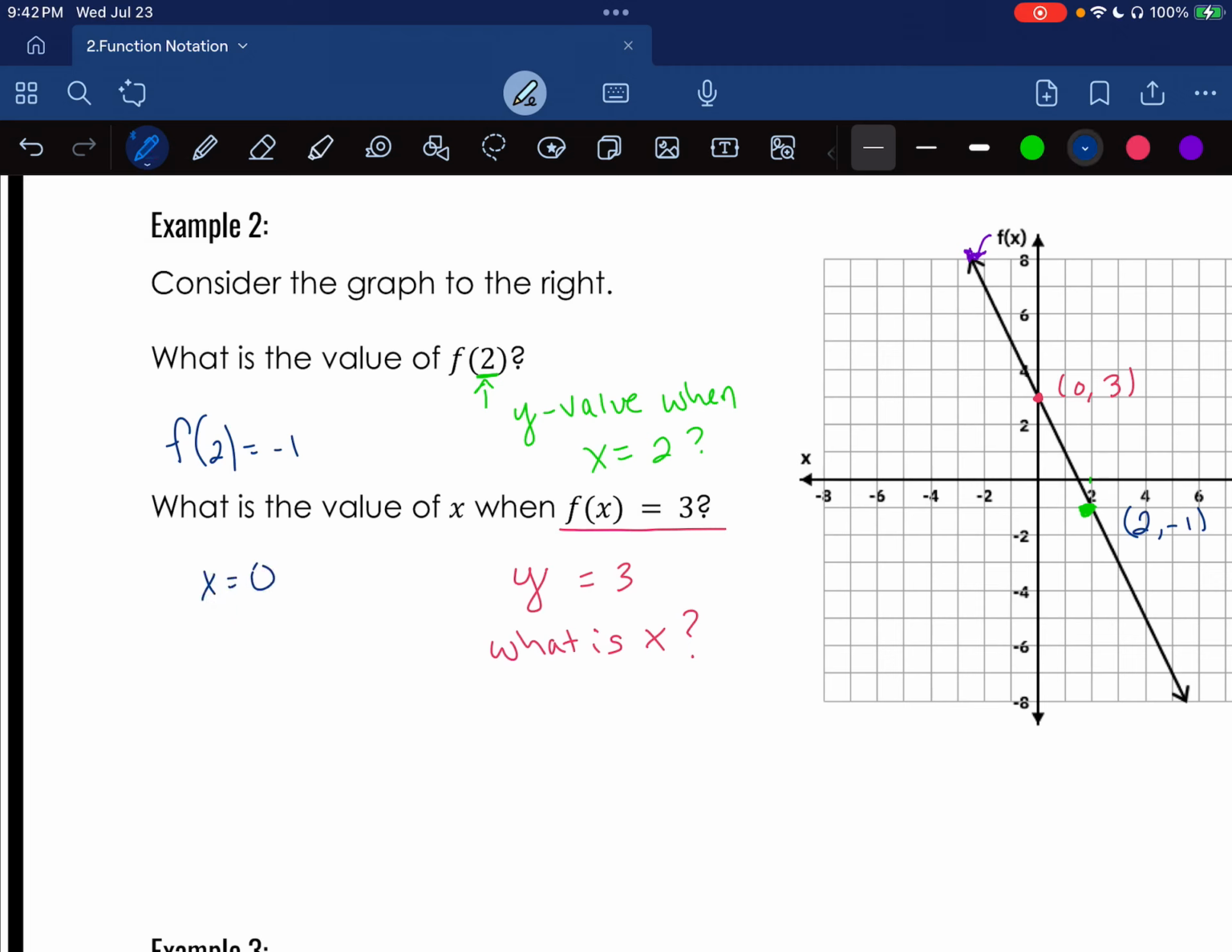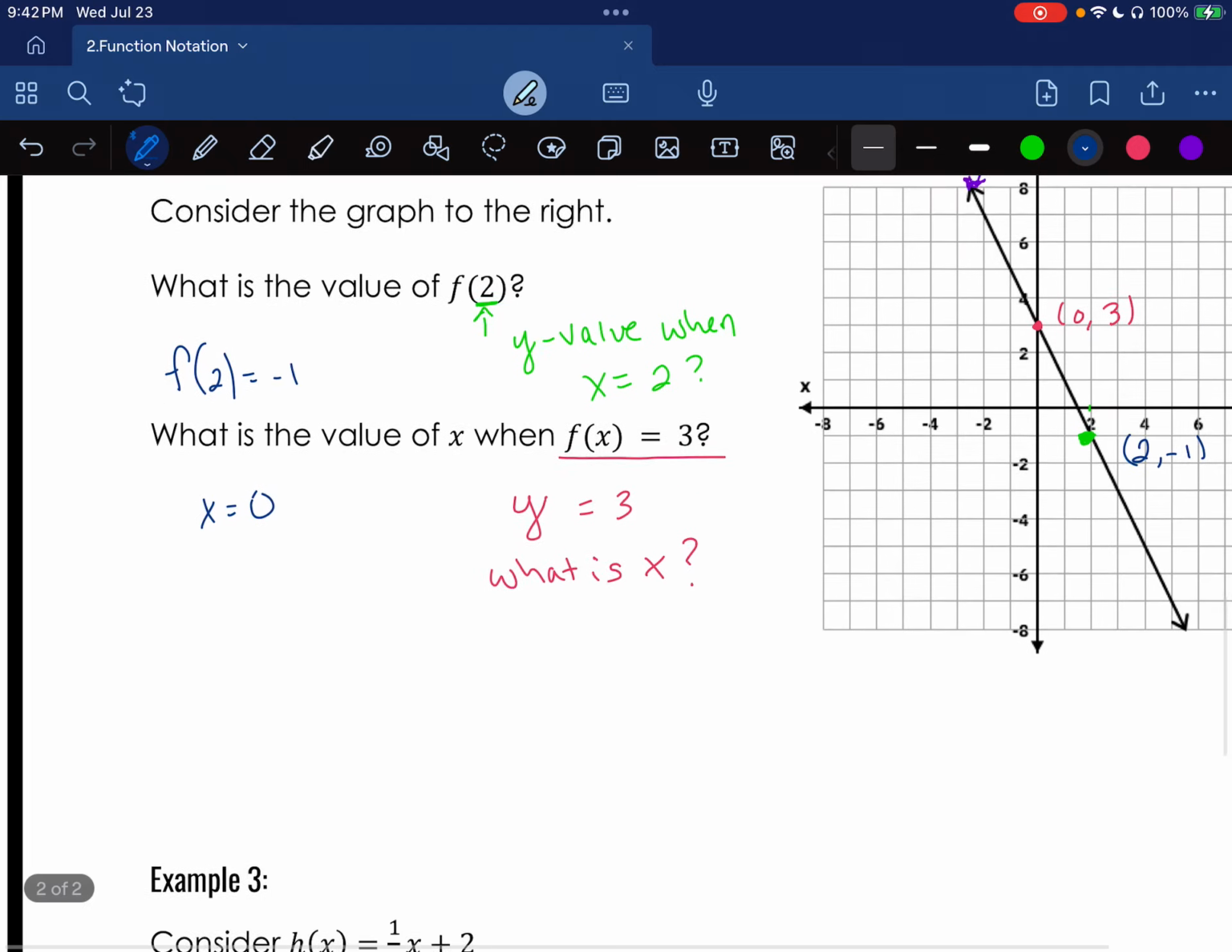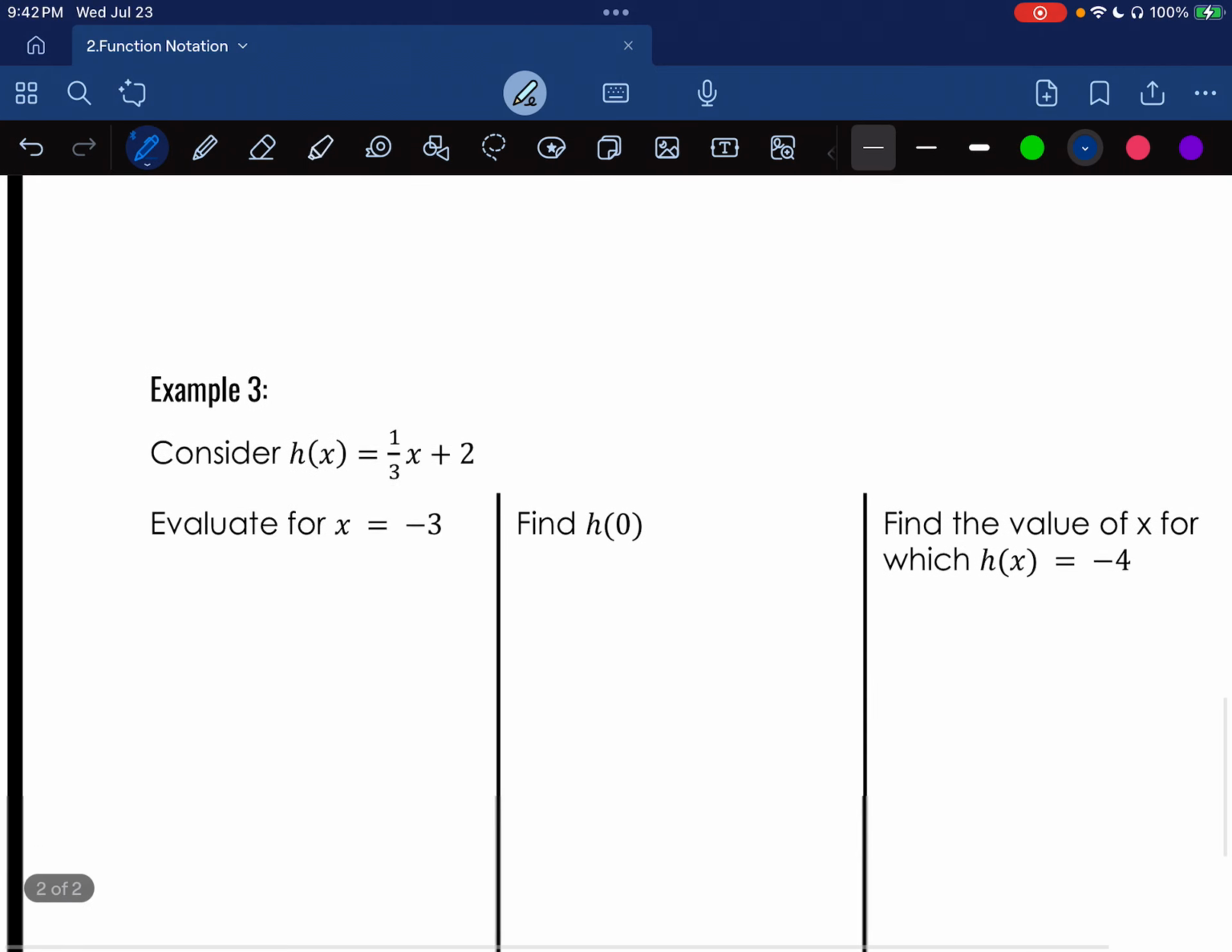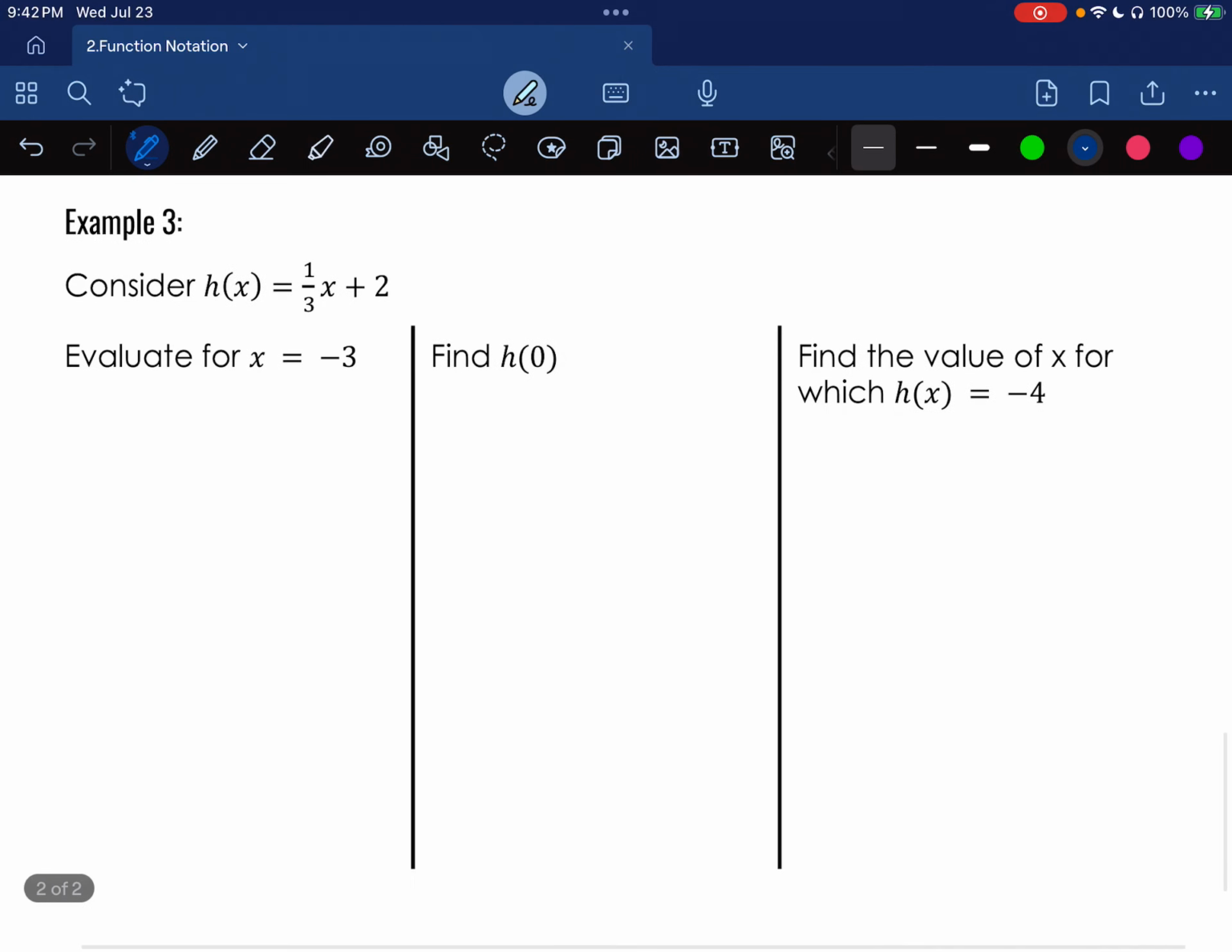All right, next. Example 3 here. Consider h of x is 1/3 x plus 2. First, we're going to evaluate for -3. This is often how I show these problems, like on a worksheet or when I'm having my students practice, because I can ask questions about inputs versus outputs using the same function. So I have one function and then 3 different questions here.